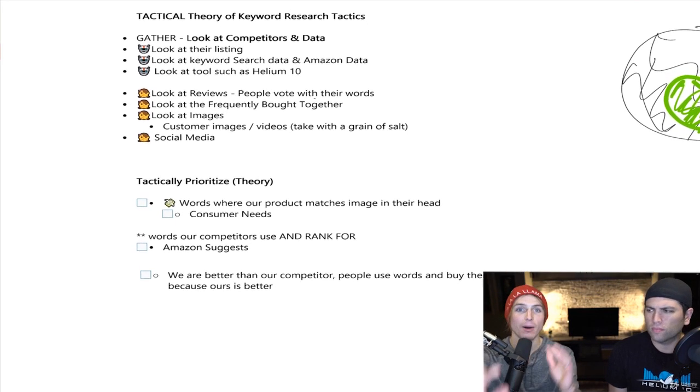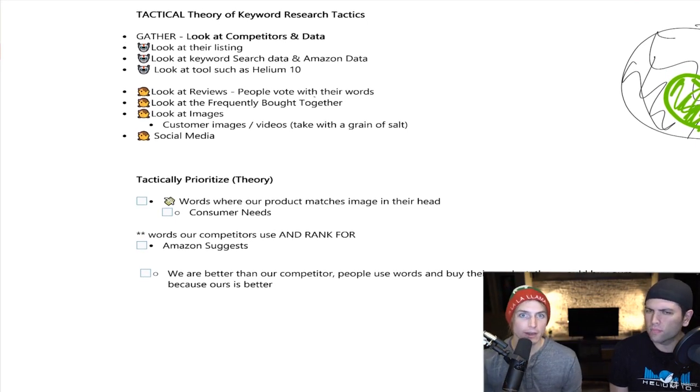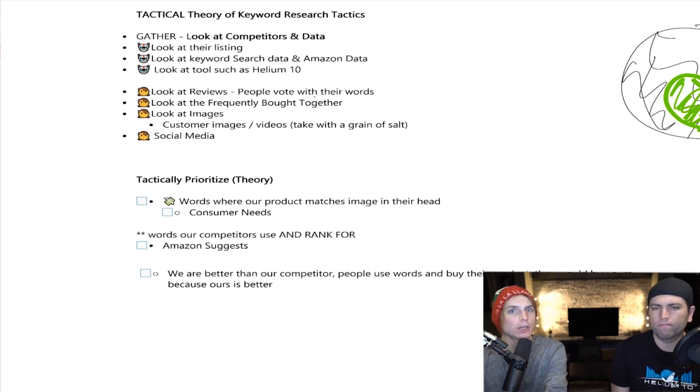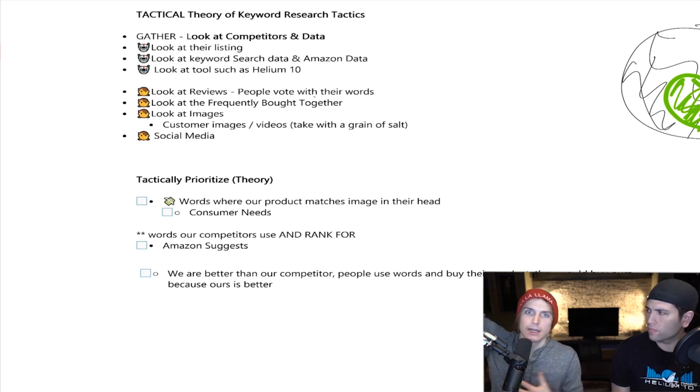Okay, let's talk about how you're going to tactically go about looking at, prioritizing and gathering your keywords, but we're only going to talk about it in theory. We'll show you how to actually do it later, because that might change over time. It will change over time, but in general, these are the ways that we're going to gather and prioritize. We talked about the main theory earlier. Now this is more the theory of tactics.